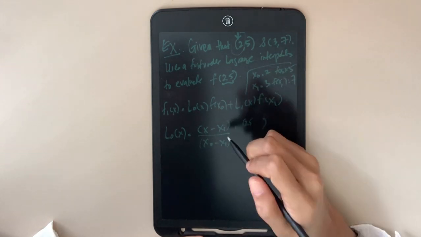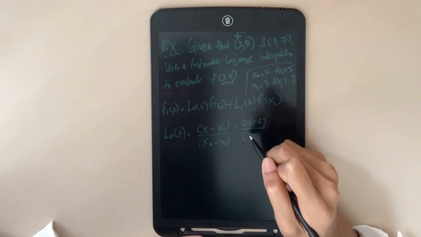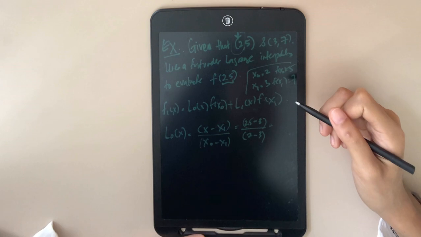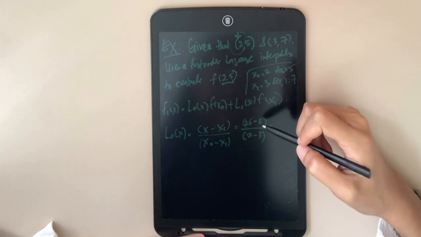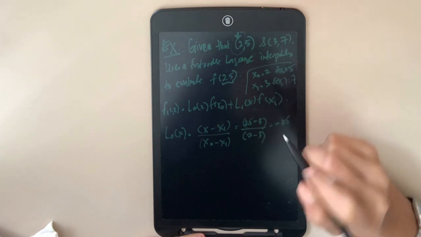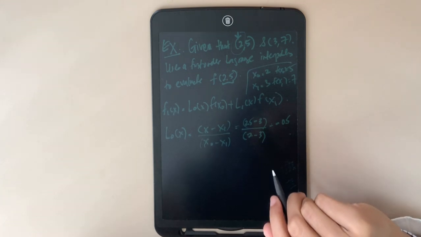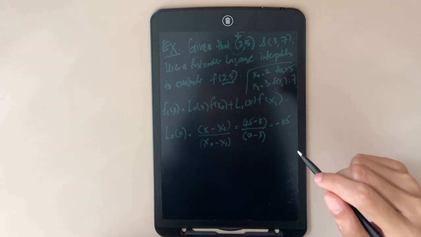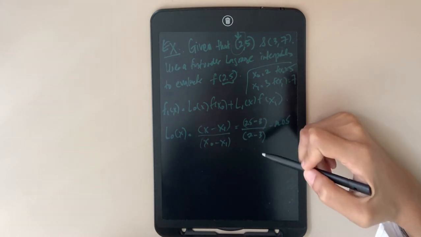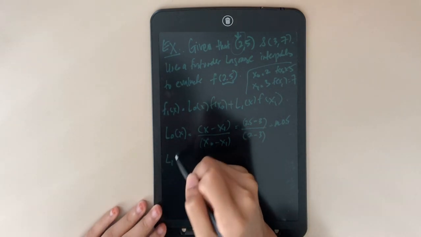So x minus x1, and your x1 is 3, right? Over x0 minus x1, your x0 is 2, minus 3. So what do you have here? 2.5 minus 3 is negative 0.5, over negative 1, so 0.5. Okay, so you settle on L0, and we proceed with L1.